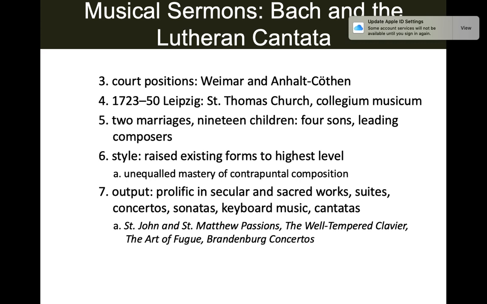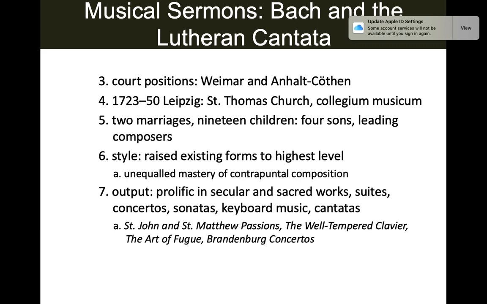His style raised the existing forms to the highest level, and he had unequaled mastery of contrapuntal compositions. And we're going to talk about contrapuntal in the fugue chapter, so if that just kind of freaks you out, wait until chapter 28, when we talk about the fugue.